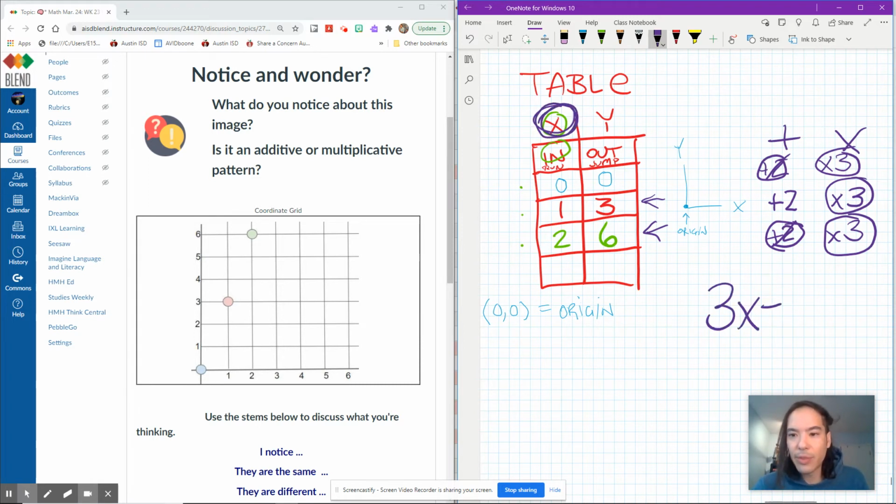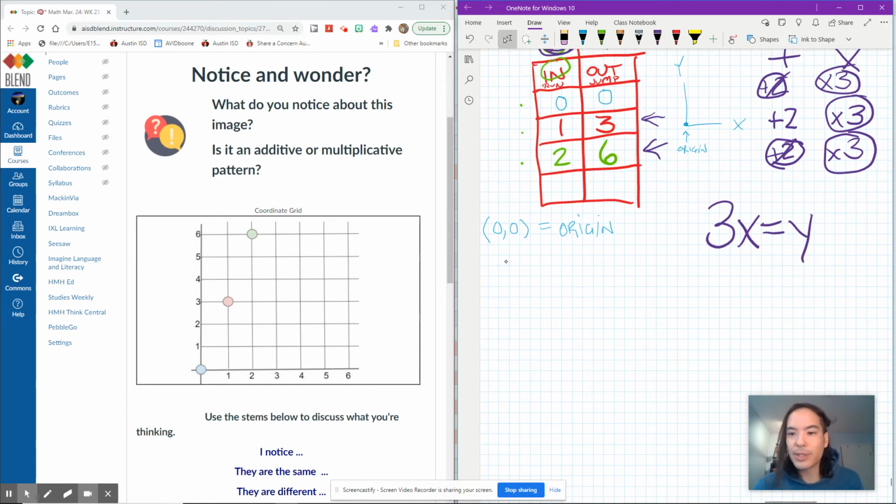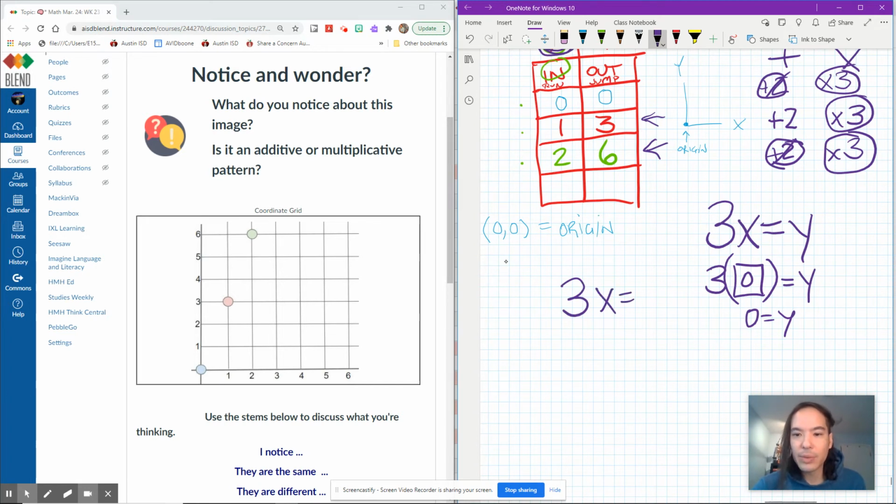X times 3. 3 x's equals a y. So let me show you how this works. So let's say that I do 3 times my blank equals y. I can plug in these numbers and they will all check out. 3 times 0 is 0, so 0 equals y. If I want to try with 3x equals y, and then I'm going to replace the x with the 1 from over here, equals y, then 3 equals y.